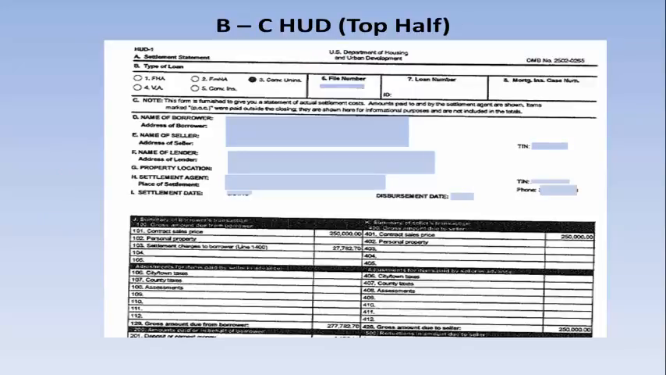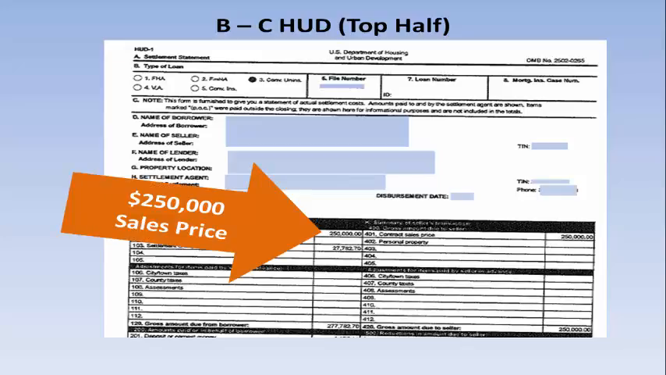Now, if you're saying to yourself, why didn't he go to the back pages of the A to B HUD, and why isn't he going to the back page of the B to C HUD? It doesn't matter, because the only thing on those pages are expenses that are shown on the front page anyway. We could spend another 10 or 15 minutes going through each line item. All that matters is what you pay and what you net as the profit. Obviously, you want to go through those line items yourself and make sure you're paying what you should be. So here we are again. Top half B to C HUD, $250,000 sales price. Now remember on the A to B side, we just paid $206,000 for it.